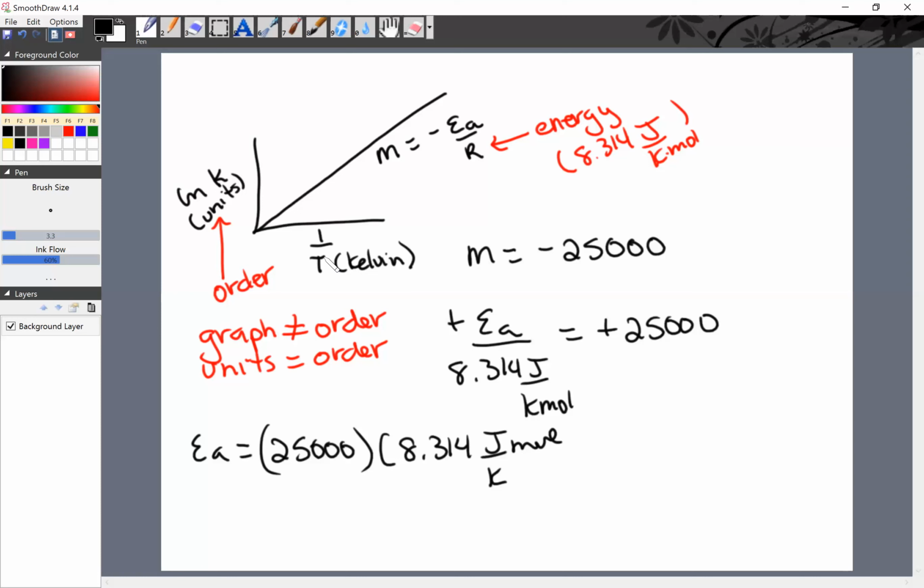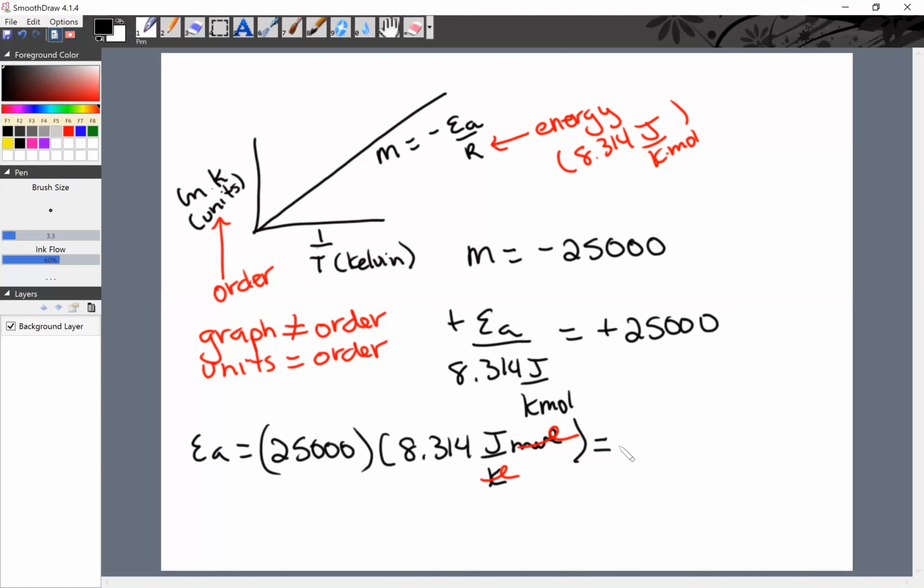Remember, this graph is ln k versus 1 over T. So I know it's going to bother you, but the mole and the Kelvin actually go away. Those are canceled by the natural log of k and the inverse temperature. So your answer is going to end up in joules, which we were expecting. And it's a big number because we usually deal with kilojoules, not just joules. So this is going to be really big.